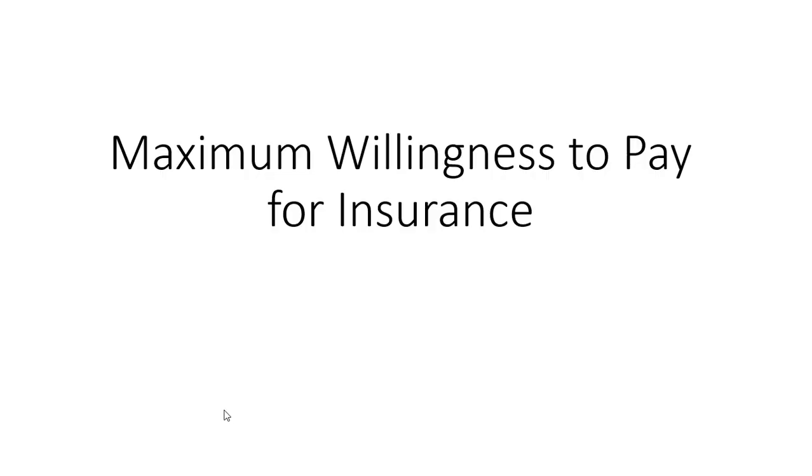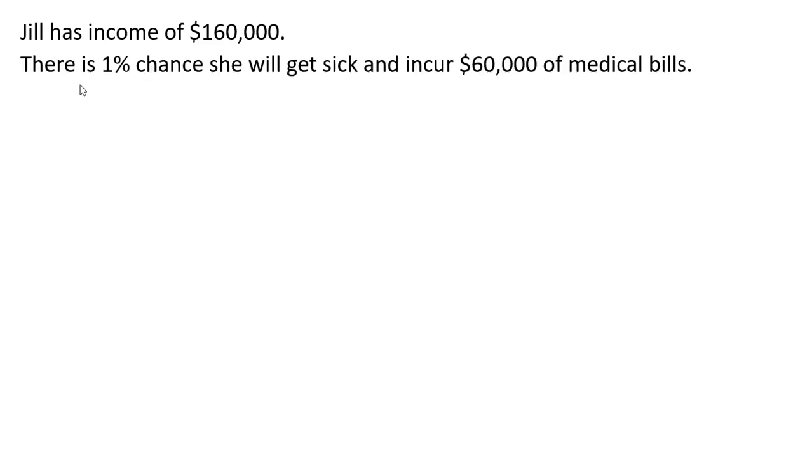Hello, in this video we're going to look at the willingness to pay for insurance. So let's say Jill has an income of $160,000. There's a 1% chance she'll get sick and incur $60,000 of medical bills. Jill's utility function is given by utility equals the square root of her income, where I is her income.